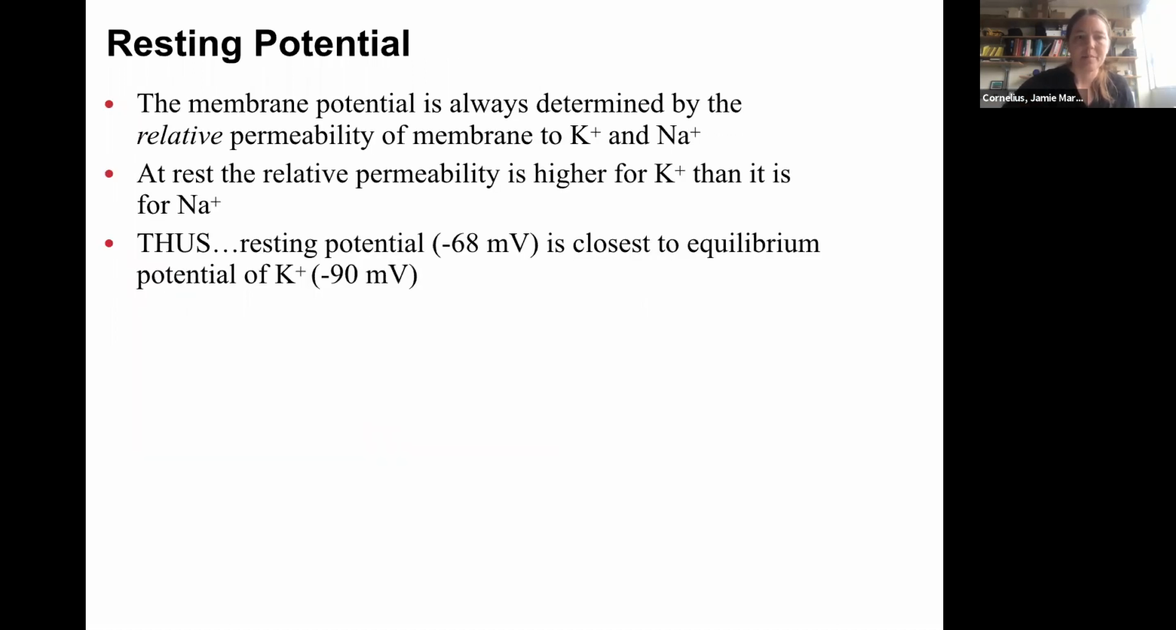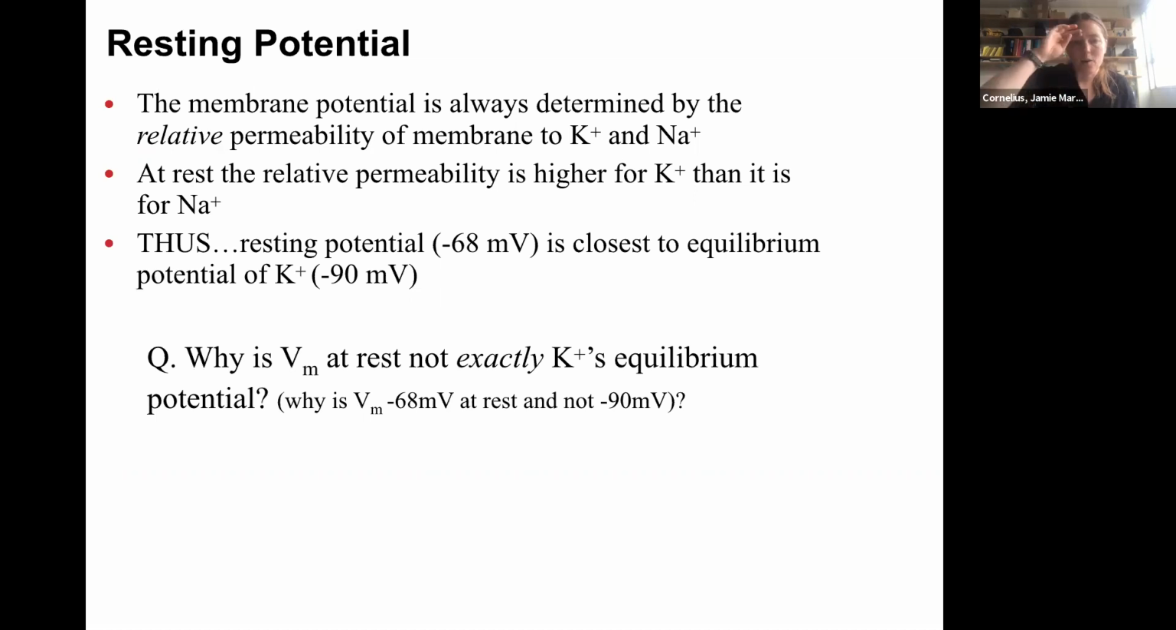Okay, so the membrane potential is always determined by the relative permeability of the membrane to potassium and sodium. In other words, which one of those ions is going to drive the membrane potential depends on how many of its channels are open. And at rest, the relative permeability is higher for potassium than it is for sodium. So the resting potential is closest to the equilibrium potential of potassium.